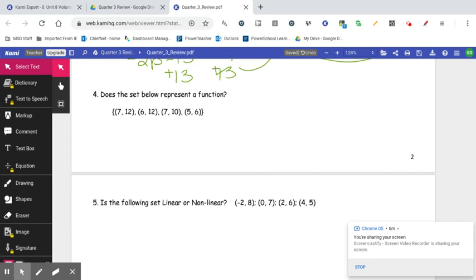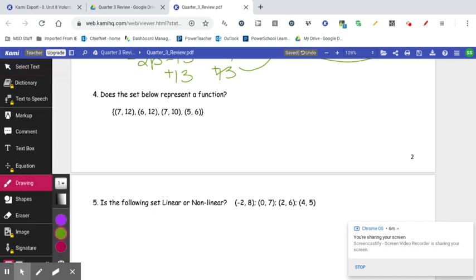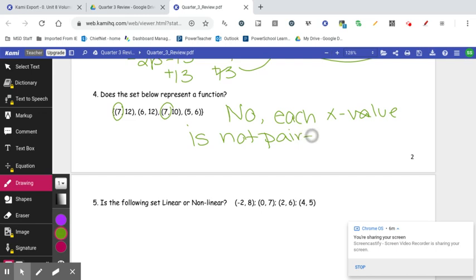Number 4 says, does the set below represent a function? Remember, if it's a function, then the x value does not repeat. You can see here that the x value of 7 is displayed twice. So this is no, because each x value is not paired with one y value. Or you can say that 7 is paired with 2 different y values.